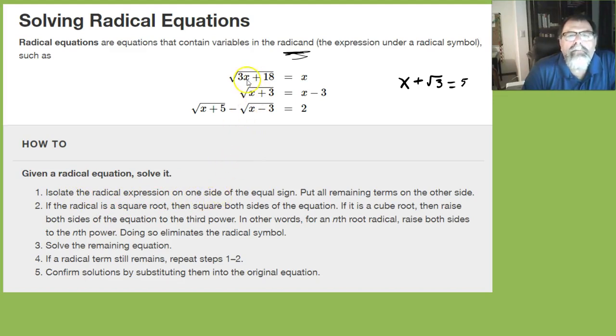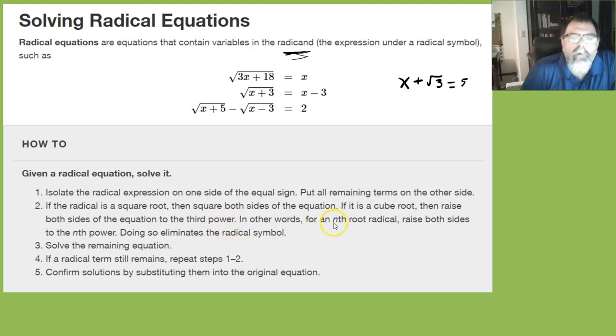equal sign. So like the first two examples here, you have the radical all by itself on one side, and then everything else has to be on the other side. Then, if it's a square root, so these are all square roots, you're going to square both sides. If it's a cube root, you're going to cube both sides. You're going to raise it to the third power.